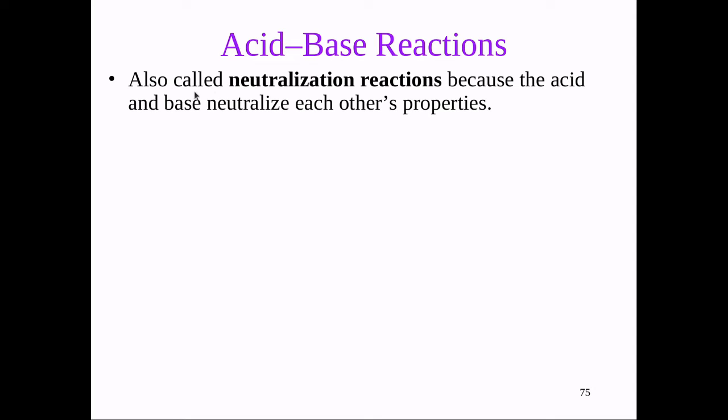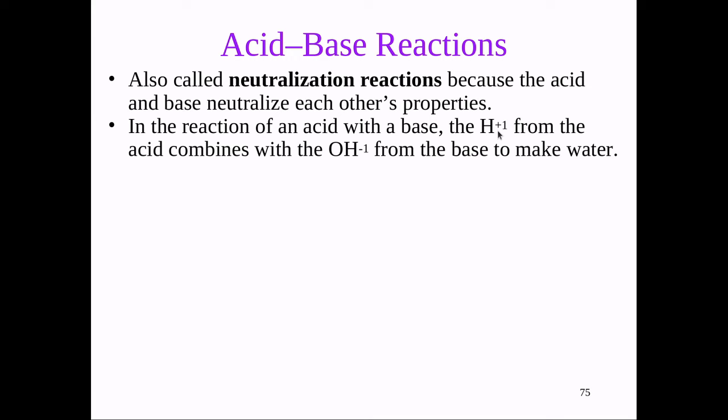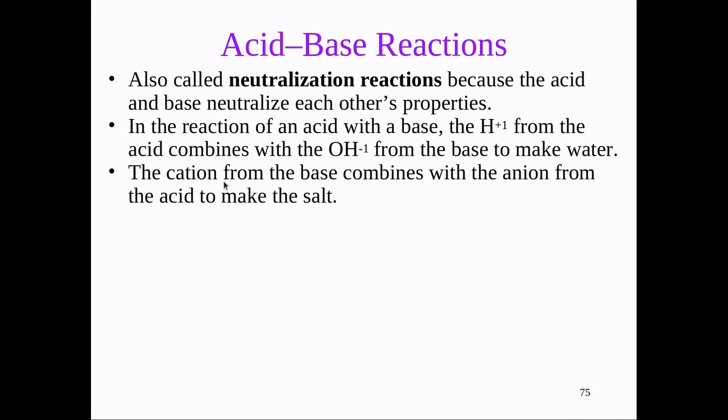So now that we've talked a little bit about the properties of acids and bases, let's look at the reactions that they have with each other. They're often also called neutralization reactions because the acid and base neutralize each other's properties. So we wind up with something that is neither acidic nor basic. In the reaction of an acid with a base, the proton from the acid combines with the hydroxide from the base to make water. The cation from the base combines with the anion from the acid to make the salt. So we have a situation where we add acid to base and we get out a salt and water.